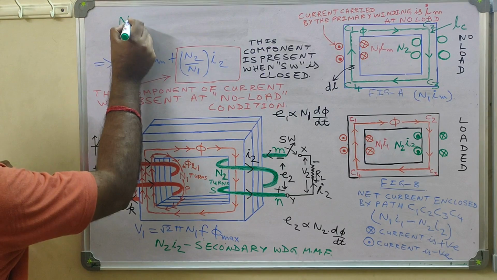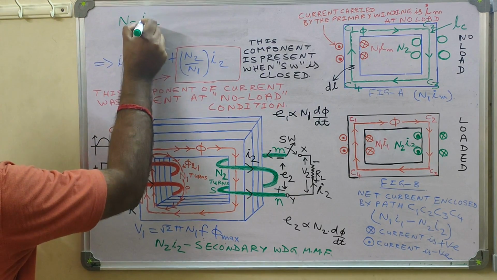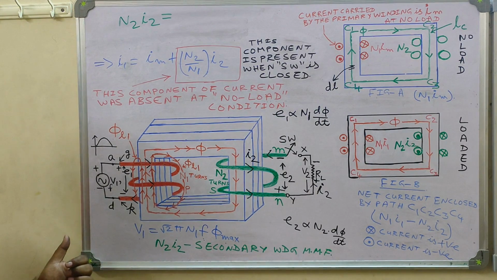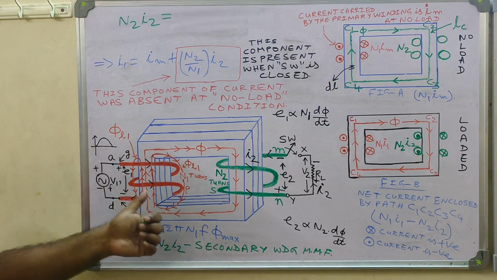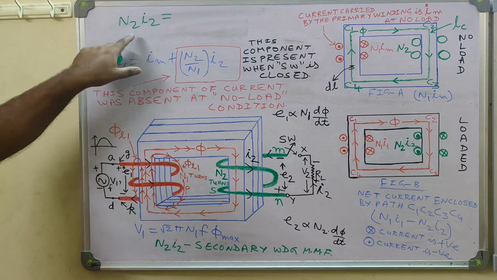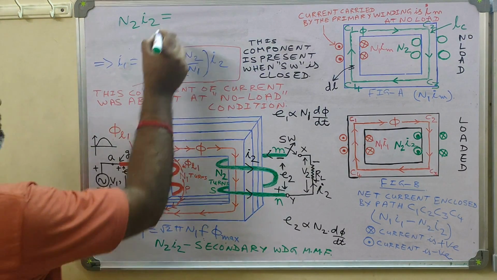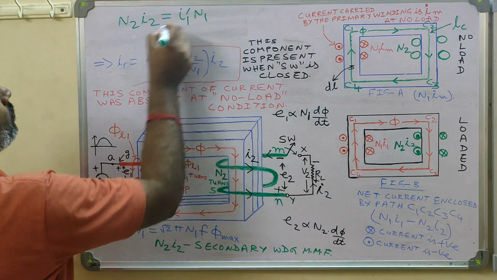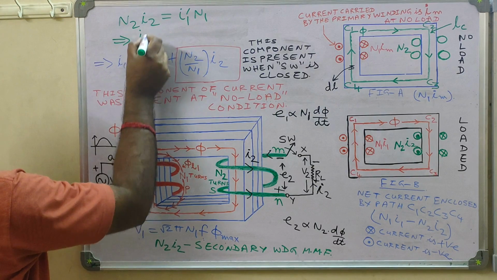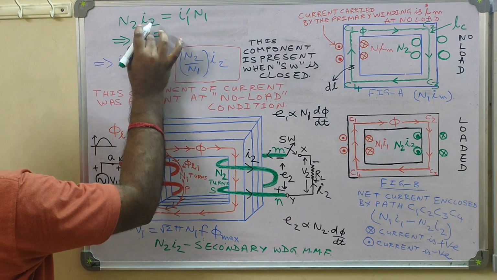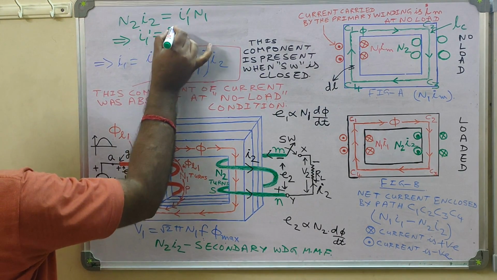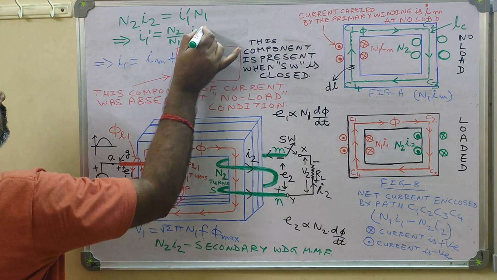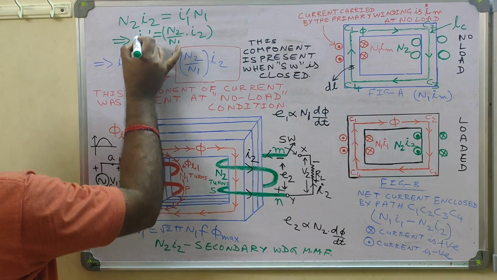So what is secondary winding MMF? N2 into I2. What is the current drawn in addition to magnetizing current by the primary winding so as to neutralize this demagnetizing MMF of the secondary winding? It is I1 dash into N1. So we can write what I1 dash is: I1 dash is N2 by N1 into I2, isn't it? You can just compare it and see.